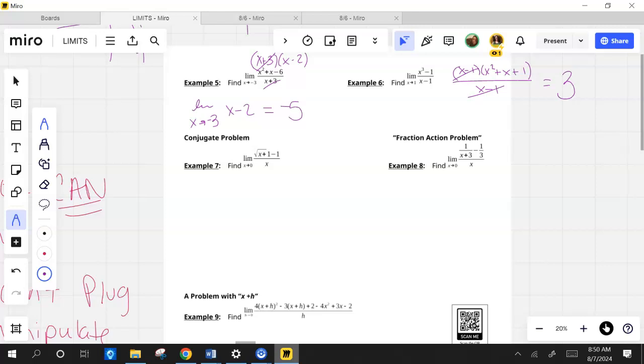The bottom is zero. Stop it, Logan Freeman. No.